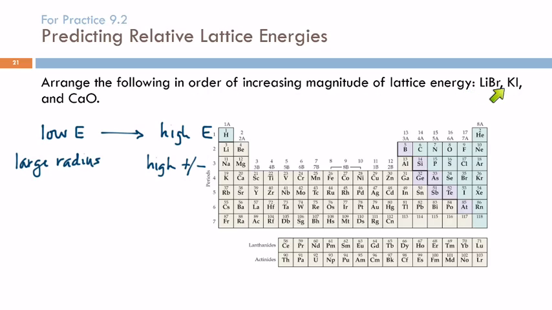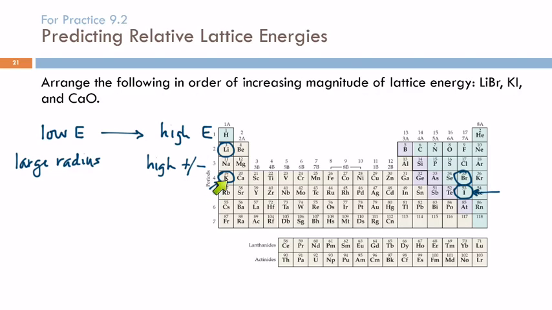So let's find lithium and potassium in the periodic table. Here's lithium and here's potassium. Which one's bigger? The potassium. Potassium's bigger. So larger cation, probably lower energy. And then let's look at the anion, bromine and iodine. Here's bromine, and here's iodine. Which one's bigger? Iodine. Bromine's smaller, iodine's larger.